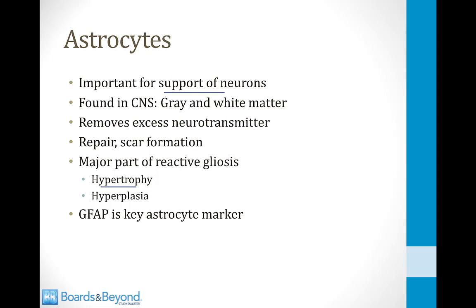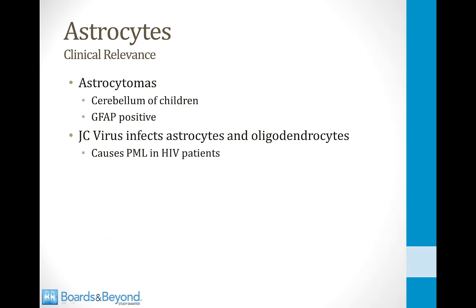And a very important marker of astrocytes is something called GFAP. This stands for glial fibrillary acidic protein. And when you hear that cells stain positive for GFAP or tumors stain positive for GFAP, they're telling you that astrocytes are involved. For any of the cell types you learn, you should always know what the clinical relevance is for your patients. So the clinical relevance of astrocytes is that they cause astrocytomas. These are tumors in the cerebellum of children, and importantly, they will be GFAP positive, which should make sense to you because all astrocytes are GFAP positive.